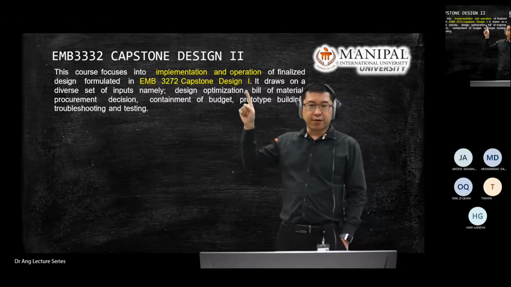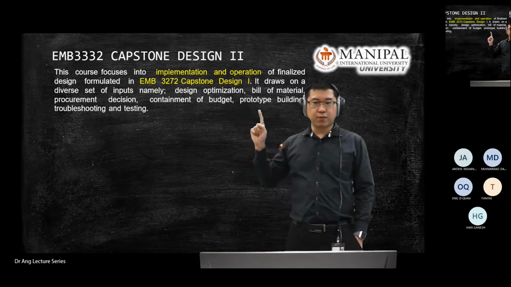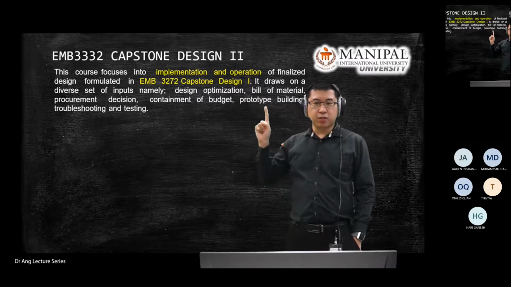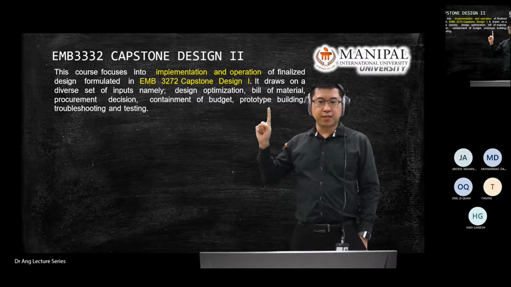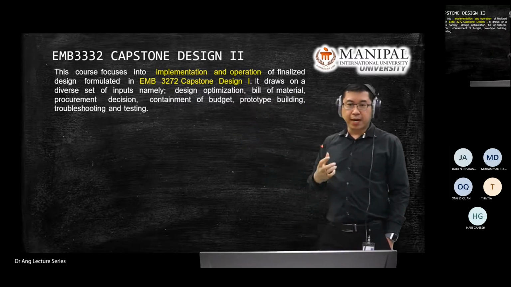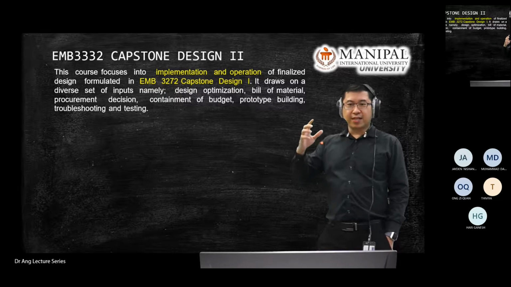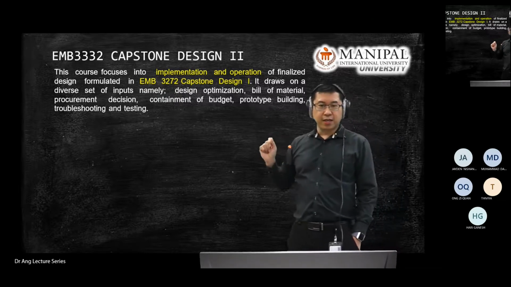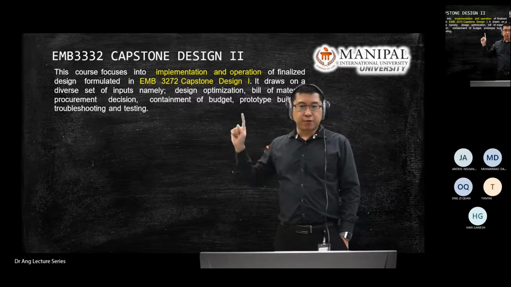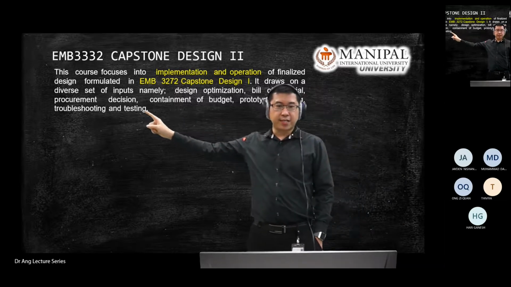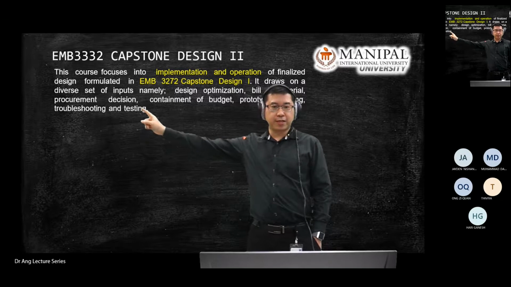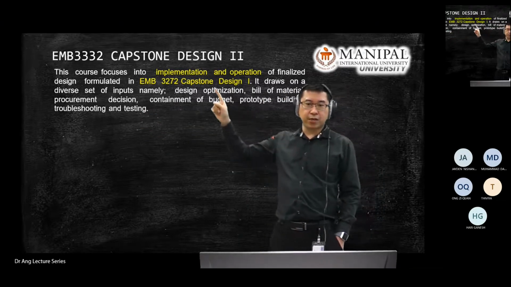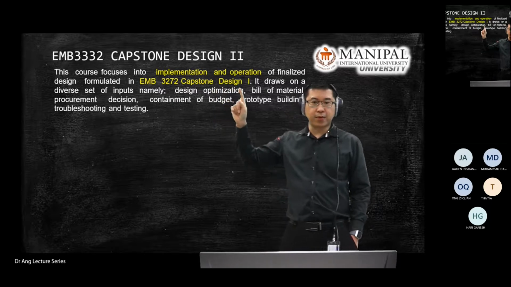The end result of Design 2, we will see what you have done in Design 1. You convert your idea into prototypes. Prototype means a hardware or device that you can operate. Okay, and the prototype includes all the testing, troubleshooting and testing. So make sure your prototype is working as you planned in Capstone Design 1.